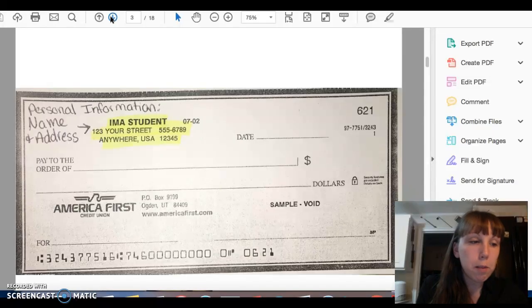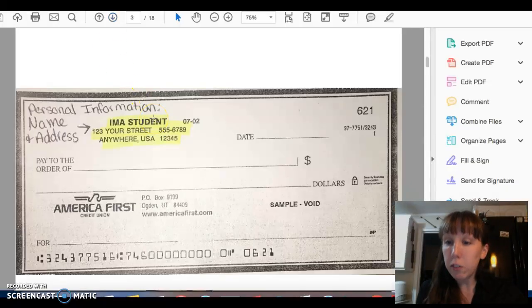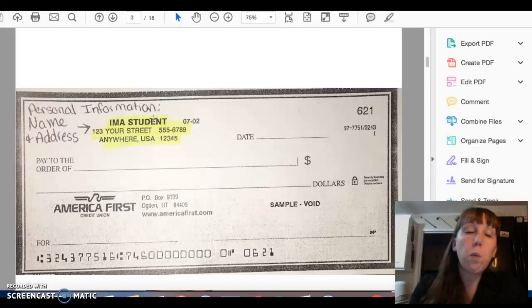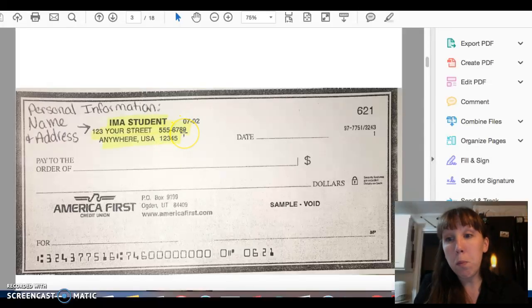Now, the next thing we're going to talk about is your personal information. Usually it's located in the upper left-hand corner. Each style of check is slightly different, but generally this is where your information is going to go, or the owner of the check. So it's usually going to have your first and last name. It's going to have your mailing address. Some will include your phone number, some will not. It depends on your style of check.